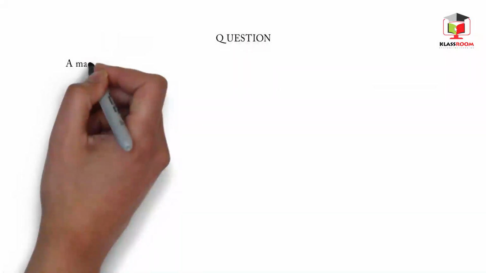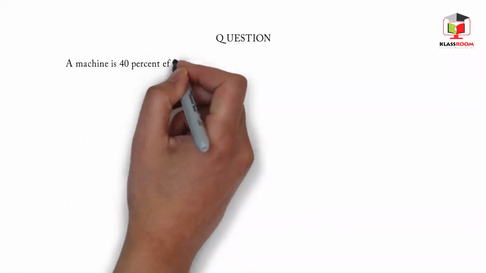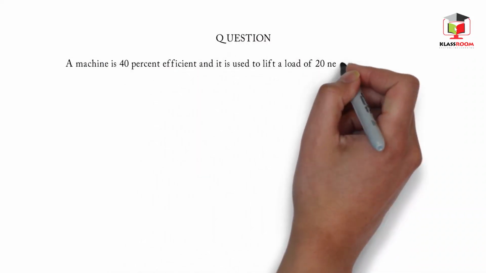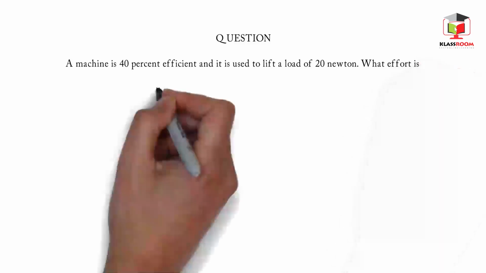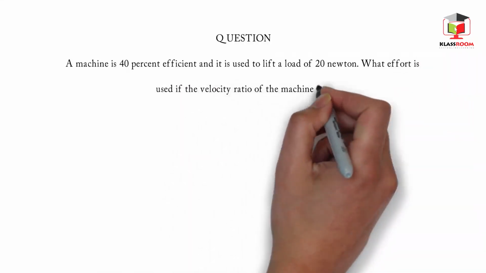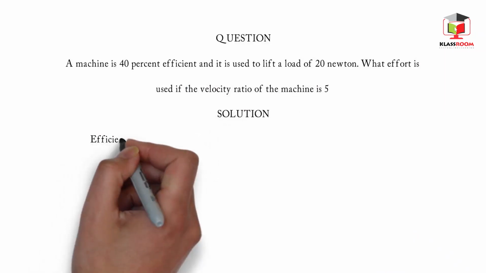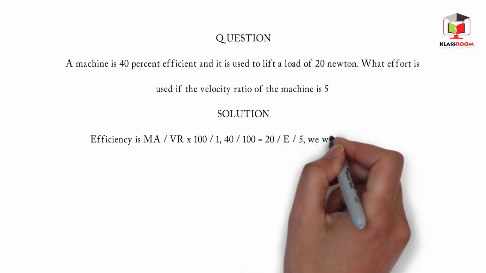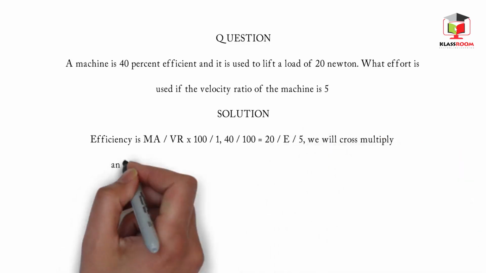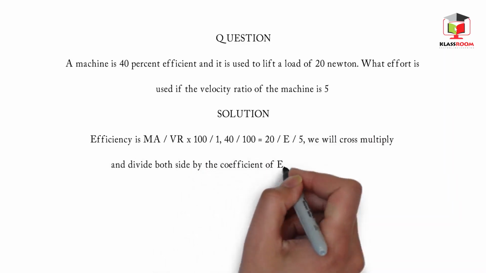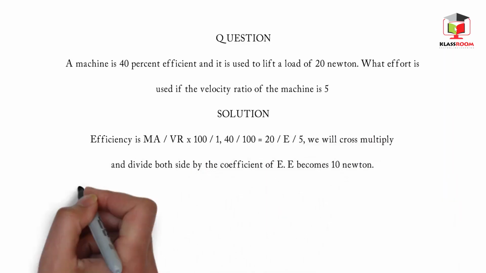Question. A machine is 40% efficient and it is used to lift a load of 20 Newton. What effort is used if the velocity ratio of the machine is 5? Solution. Efficiency is MA over VR times 100 over 1. 40 over 100 equals 20 over E over 5. We will cross multiply and divide both sides by the coefficient of E. Our E becomes 10 Newton.